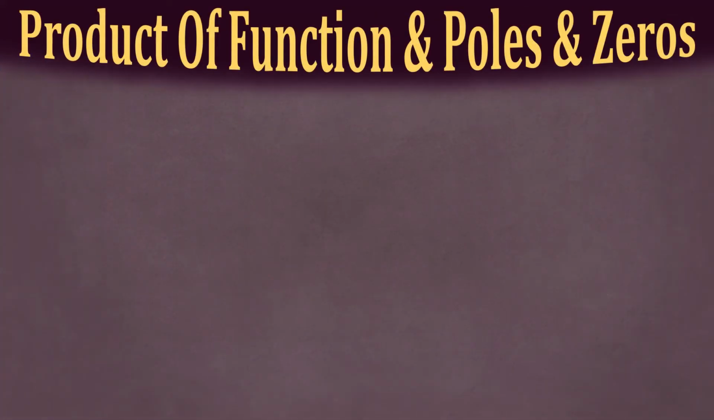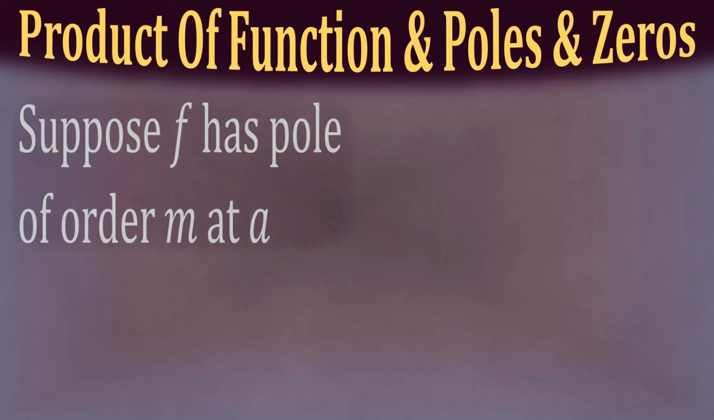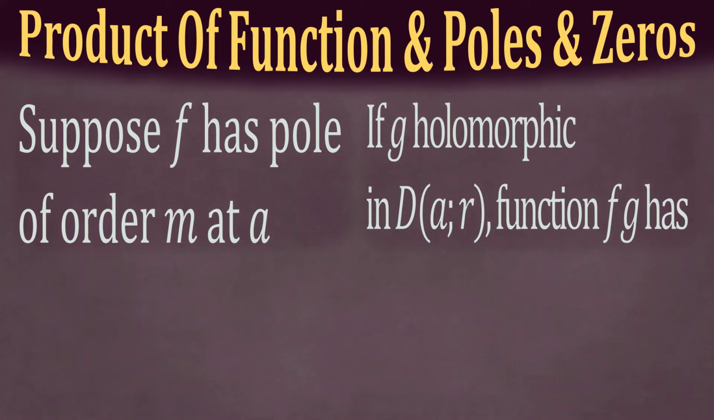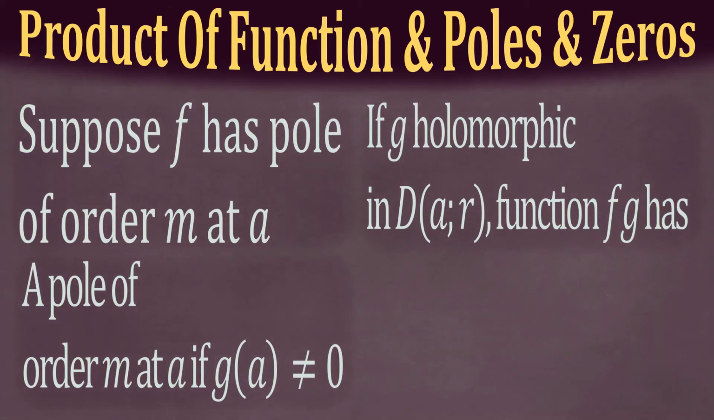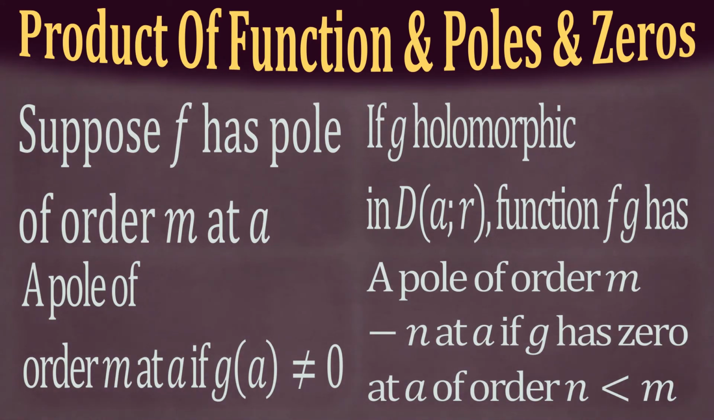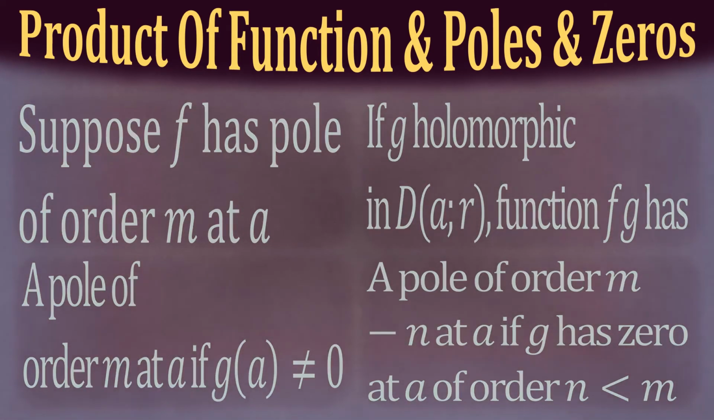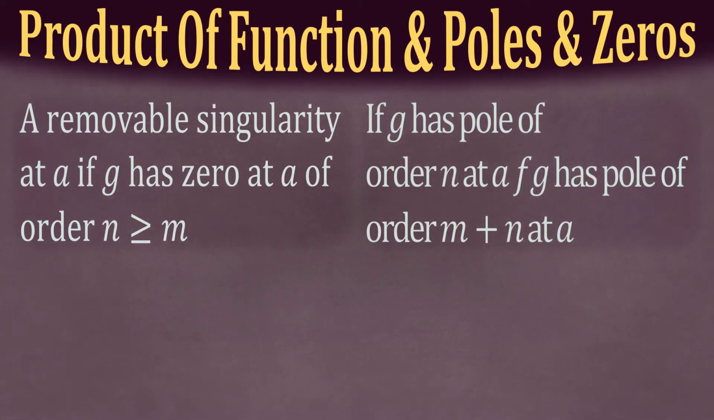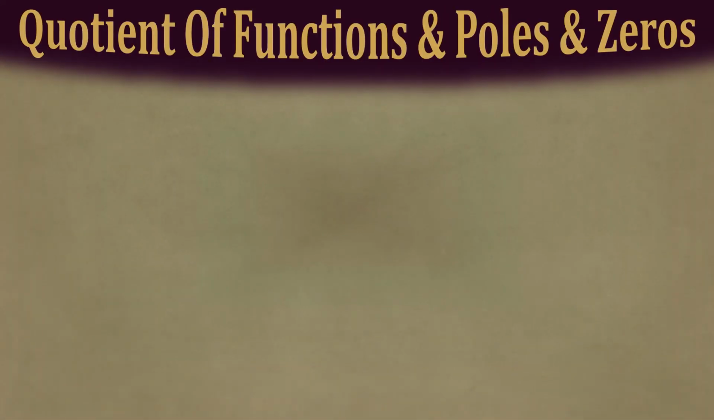Now, let's describe how the product of functions relates to poles and zeros. Suppose f has a pole of order m at a. If g is holomorphic in a disk centered a radius r, then the function fg has a pole of order m at a if g(a) does not equal 0, a pole of order m − n at a if g has a zero at a of order n less than m, a removable singularity at a if g has a zero at a of order n greater than or equal to m. If g has a pole of order n at a, then fg has a pole of order m + n at a.